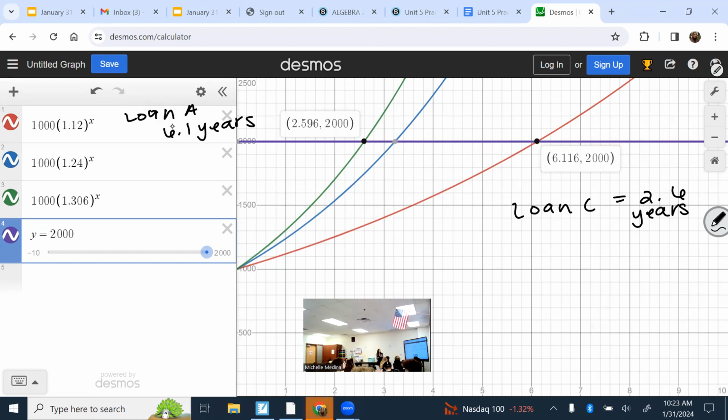Then table 8, for loan B, how long does it take? I've shown you what this is, now you just have to interpret it. So how long does it take for loan B to reach 2,000? 3.2 years. Okay, good. Any questions?